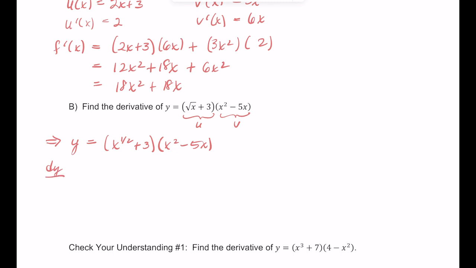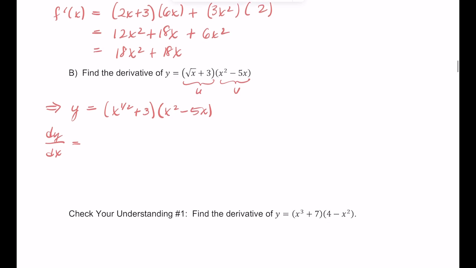So now to find the derivative of y with respect to x, I'm going to take my u, which is x to the 1/2 plus 3, and then times the derivative of v, which would just be 2x minus 5, and then it's plus v, which is x squared minus 5x, times the derivative of u, which would be 1/2 x to the negative 1/2.